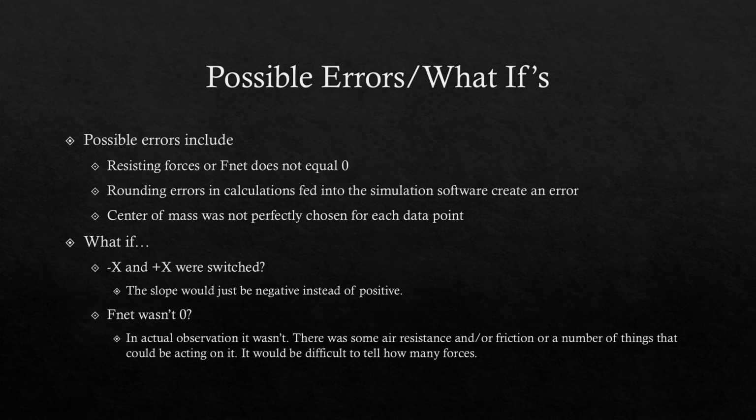What if the negative and positive x directions were switched? That would just show that our slope would be negative instead of positive. And what if Fnet wasn't 0? In our observation, it wasn't. There was some force, whether it be friction or air resistance, that slowed it down. It's pretty difficult to tell how many of these forces there were.